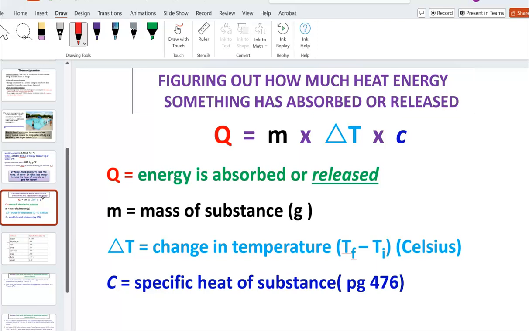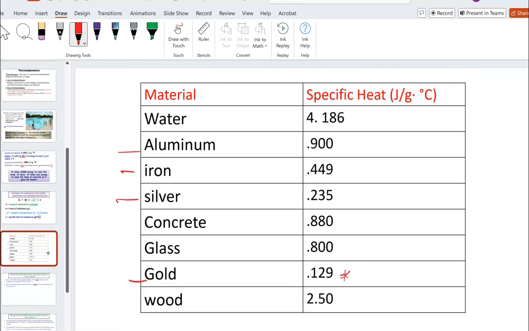So let's look at our equation. In our equation, Q is energy absorbed or released. So if we're solving for energy absorbed or released, we're going to solve for Q. We need the mass of our substance in grams. We need the change in temperature. Change in temperature is final temperature minus initial temperature, and that's what's going to go right here. Delta means change in. And then you also need the specific heat of a substance. It says page 476. Don't worry about that. I will give you this chart, and that's all you will need.